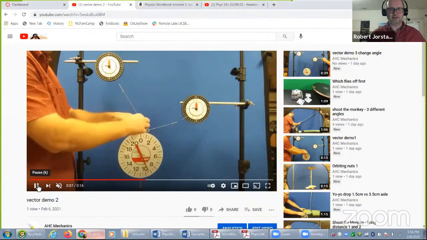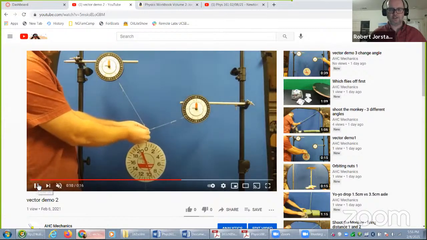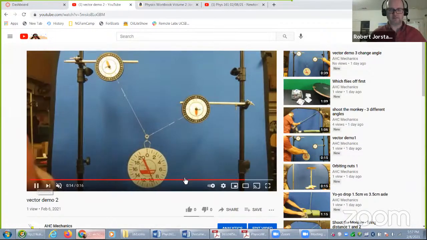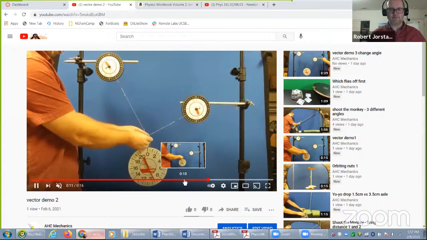So that scale is legit. I'm going to hook it on that washer there. And notice you see the scale readings change on everything. So just to be clear, watch the scale readings go up.